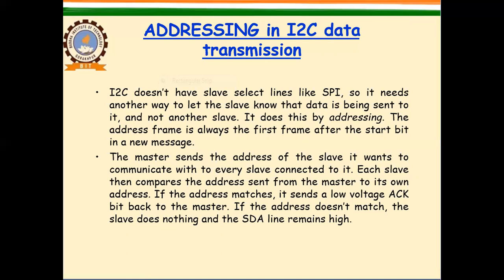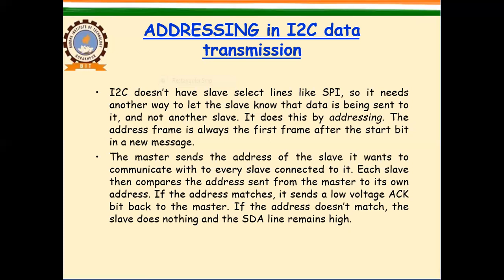From 7 bits, we can know how many slaves can be connected. It is 2 to the power 7, and the maximum number of slaves can be easily found by using 2 to the power 10, that is 1024 slaves. And out of these slaves, which slave is going to be operated is decided by the address bits sent in the message frame.